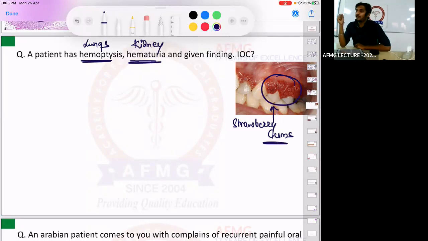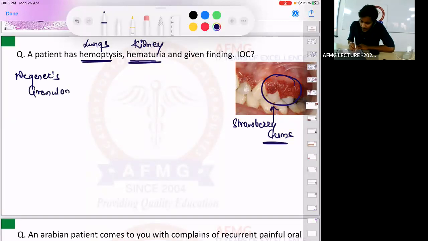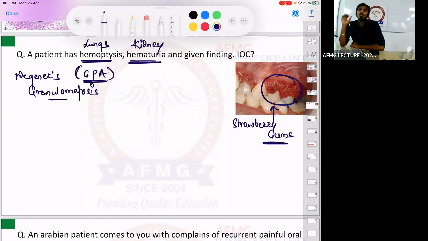Strawberry gums are a feature of Wegener's granulomatosis. Wegener's granulomatosis is nowadays known as granulomatosis with polyangiitis. Okay. Why granulomatosis? Because on vessel wall biopsy I can find granulomas. On vessel wall biopsy, what will be seen?